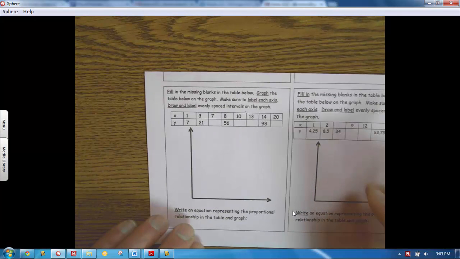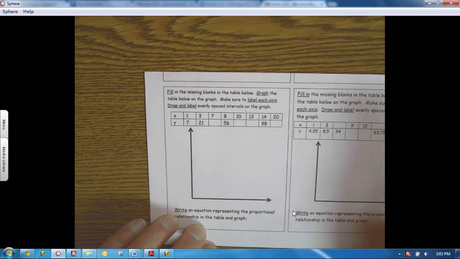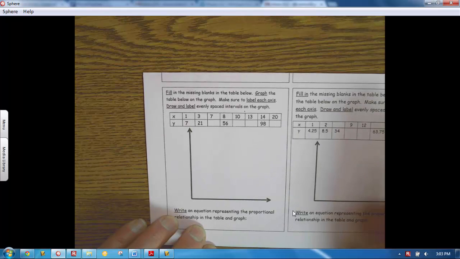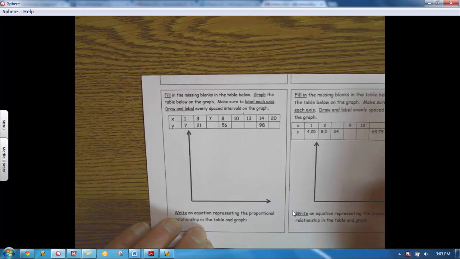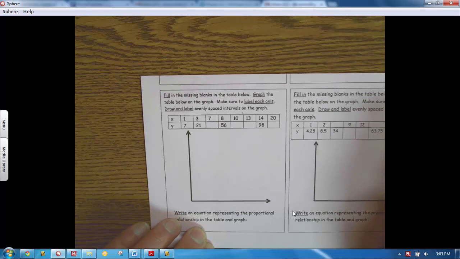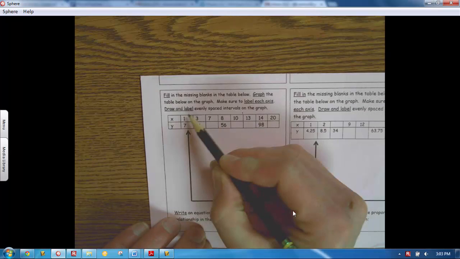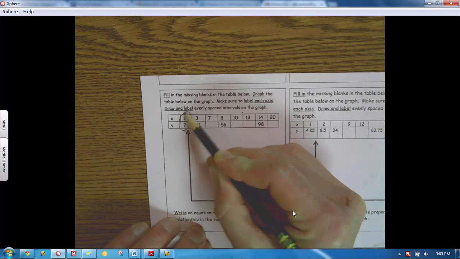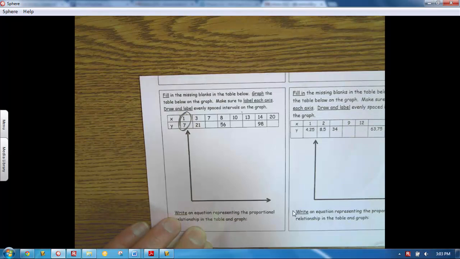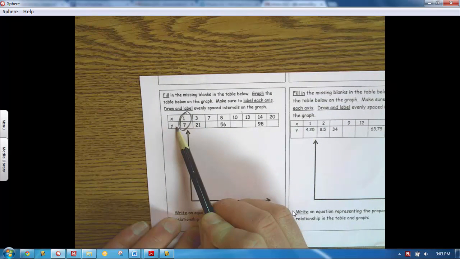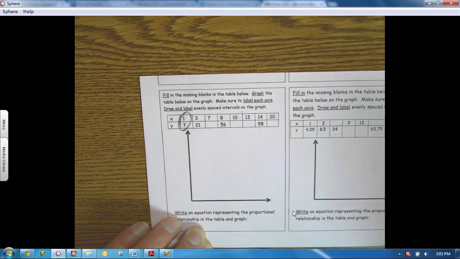Okay, today we're going to take a look at how to find the constant of proportionality and how to use that to fill in a table, and then how to graph that table, and finally how to write an equation from that information. So the first thing that we want to do, this spot right here is really important because it tells us basically that y is 7 times bigger than x every time.